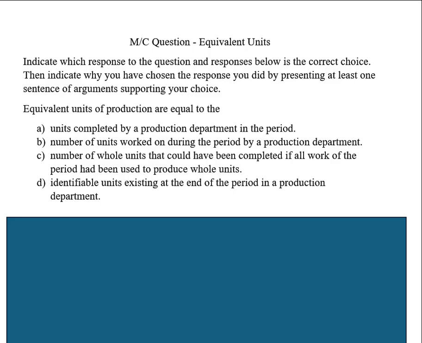Okay, so here's the statement. Equivalent units of production are equal to the units completed by a production department in the period. That was choice A. Choice B is number of units worked on during the period by a production department. Choice C would be the number of whole units that could have been completed if all work of the period had been used to produce whole units. And D, identifiable units existed at the end of the period in a production department.